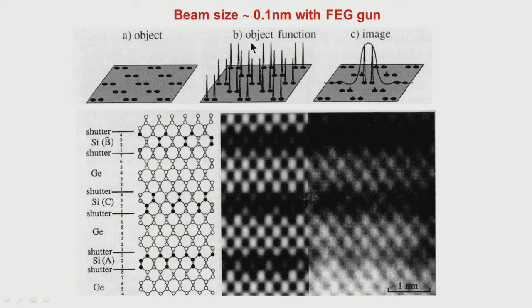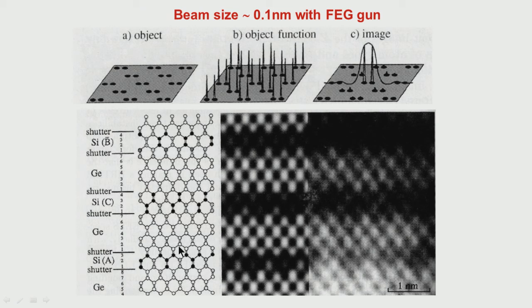Now let us come to the case where the beam size, as I mentioned, can be made as fine as possible. Here what I have taken is a silicon sample, which is along the 110 direction. The advantage here is that this is a multilayer sample which has been chosen. The multilayer contains germanium, then silicon, germanium, silicon, germanium, silicon, with some specific thickness of each. We know that both of them are isostructural.